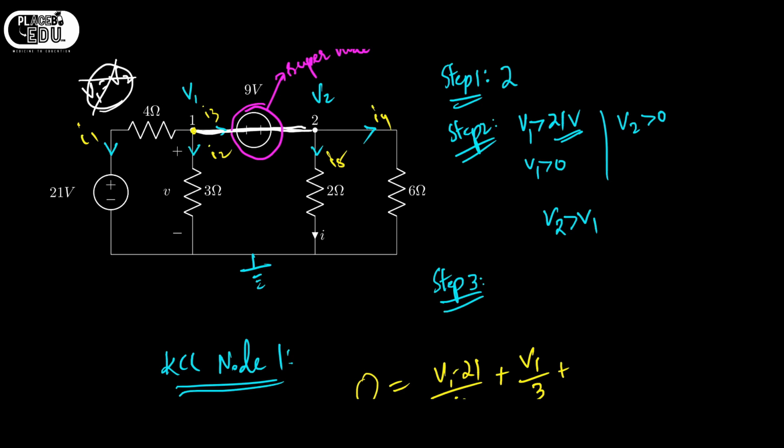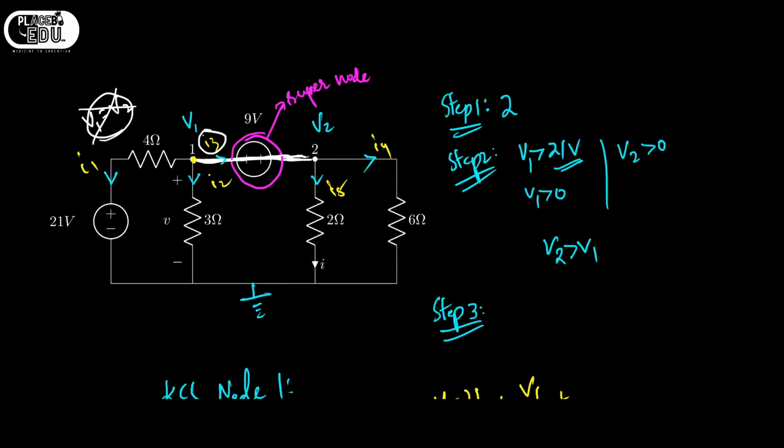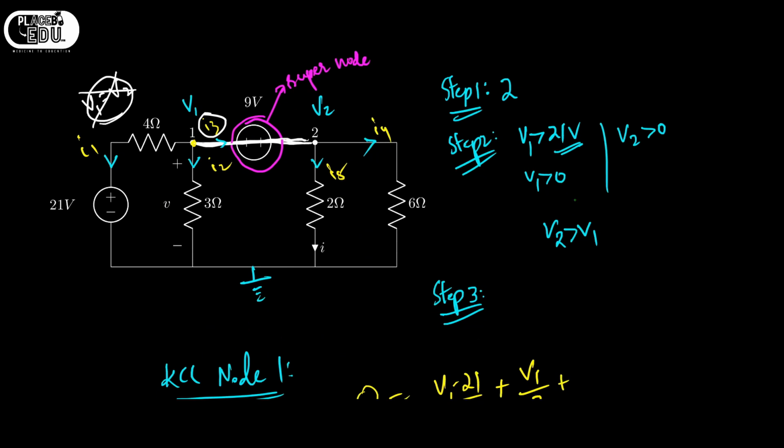This is just shorted such that we can get I3. Understood? So now what is I3? I3 is nothing but I4 plus I5.